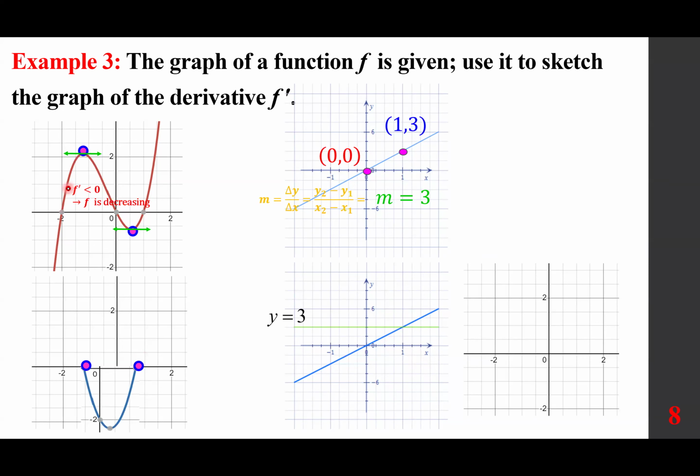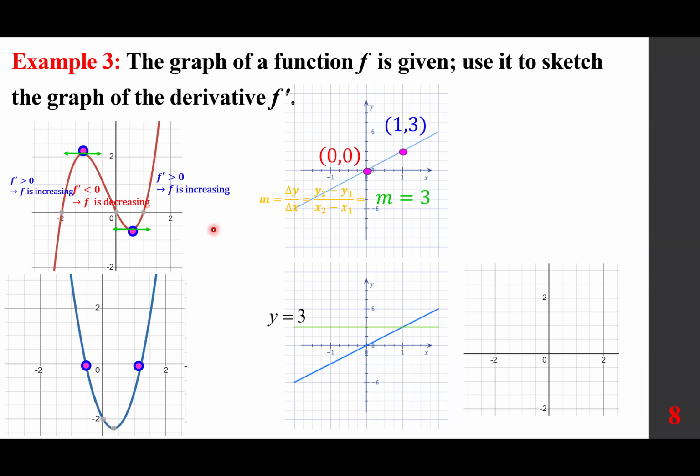This portion is increasing, so is this portion. So this portion is above, so is this portion. Both of them are above. And when you put them together, it looks like this. Above the x-axis, this portion and this portion.